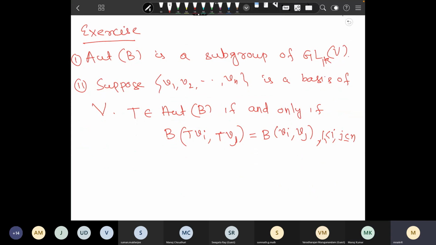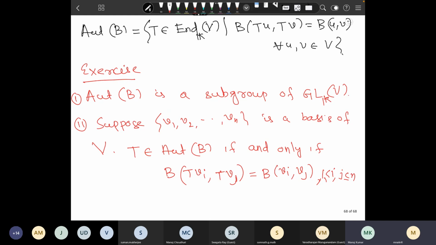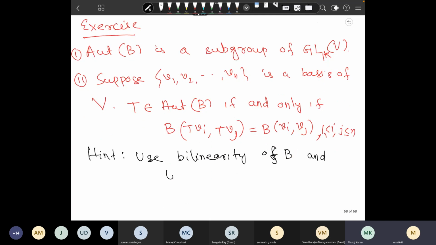So if and only if B of T(vi), T(vj) is equal to B of vi, vj. This automorphism of B implies that B of Tu, Tv is equal to B of u, v for all u, v belongs to V. But here I am taking only basis elements. The hint is to use bilinearity of B and linearity of T.